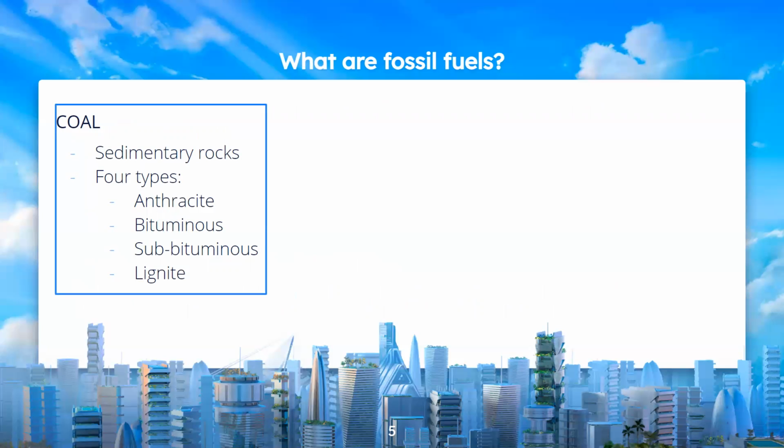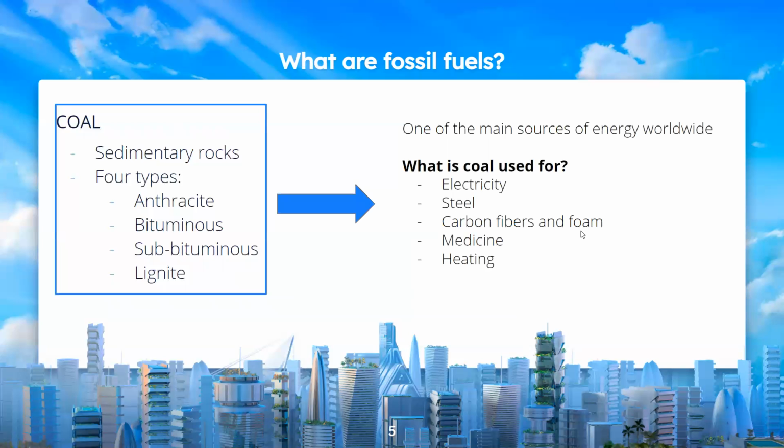Coal comes from sedimentary rocks formed up to 360 million years ago from compacted vegetation settled under layers of mud. Depending on the amount of carbon found in these sediments, coal can be classified into 4 categories. Coal constitutes one of the main sources of energy worldwide. As we will see later, because of carbon emissions, the use of coal has decreased in much of the world.